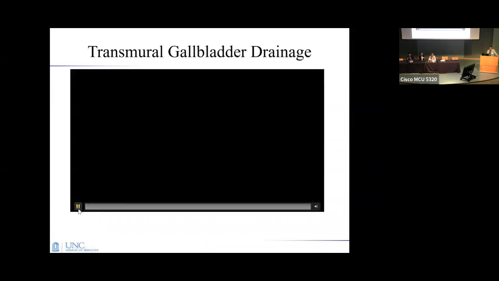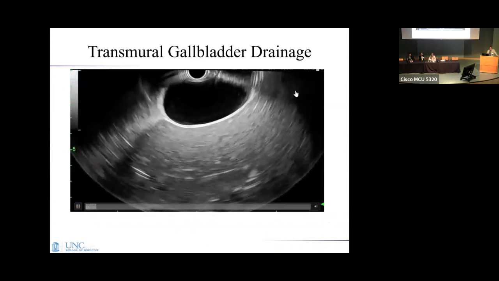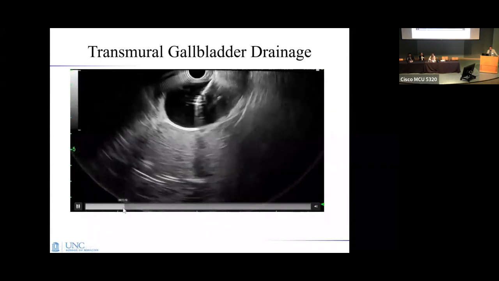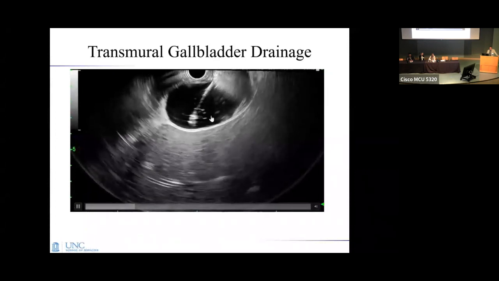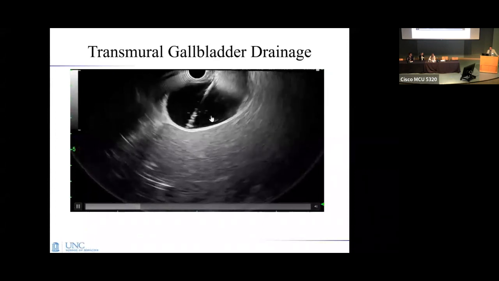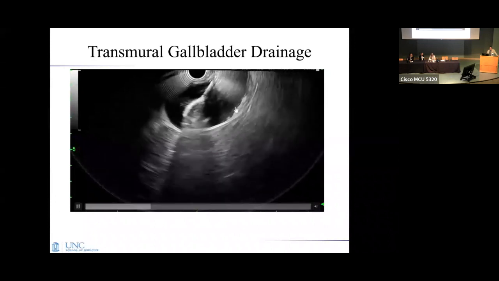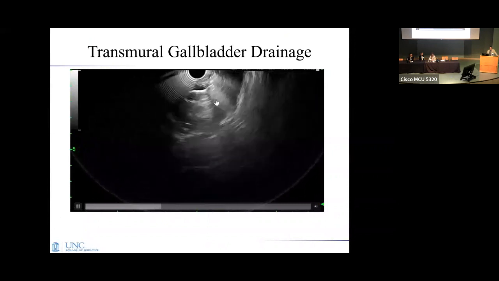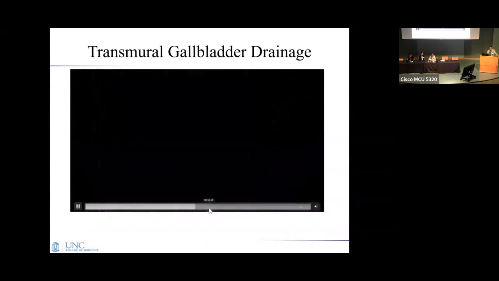Here's a video demonstrating. You can see this is a gallbladder that doesn't look to have a tremendous number of stones. We advance into the gallbladder. This was done with the initial guide wire technique. Most of us now are performing freehand, where we just burn straight into the gallbladder. But you can see deployment of the inner flange inside the gallbladder, and then we will deploy the outside as well.